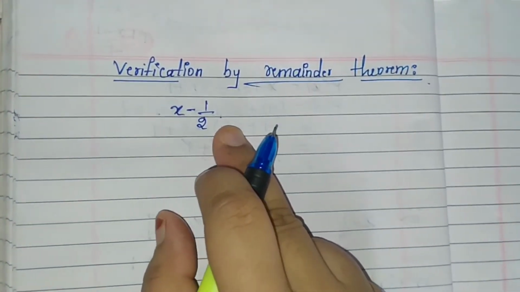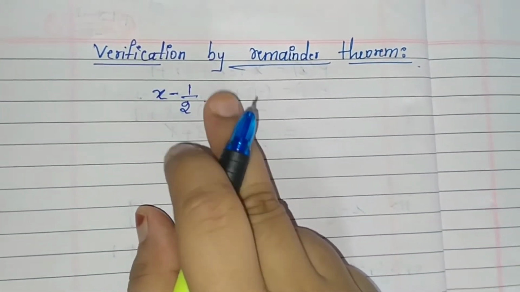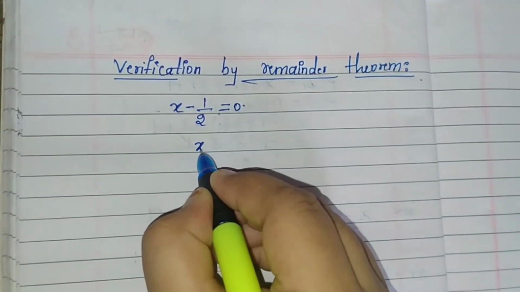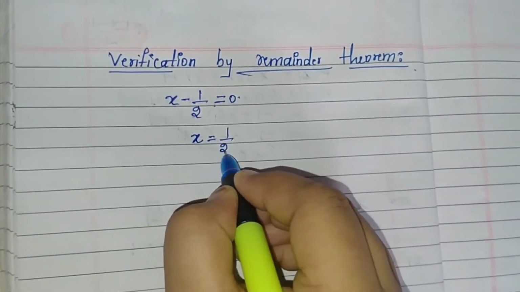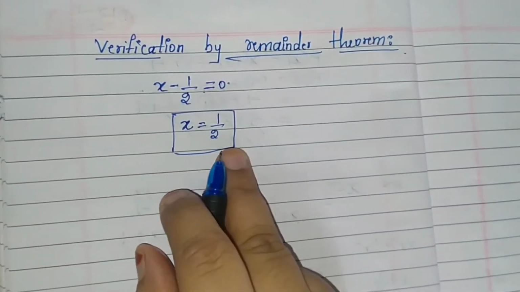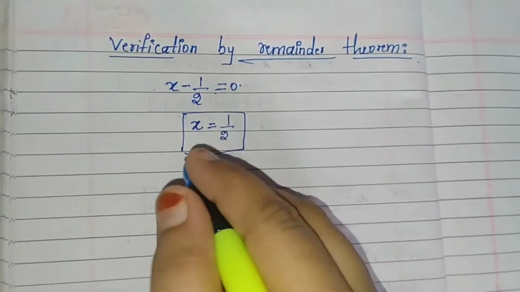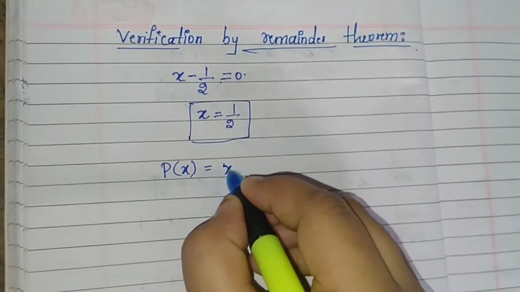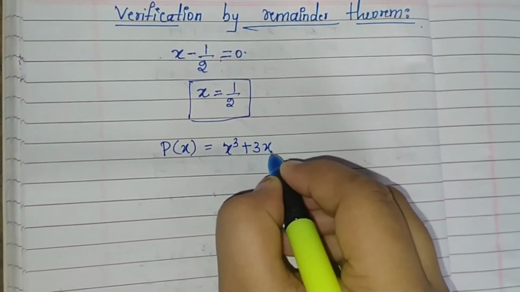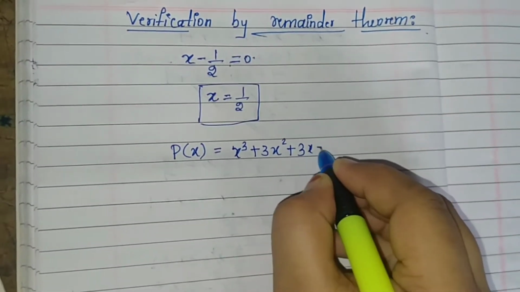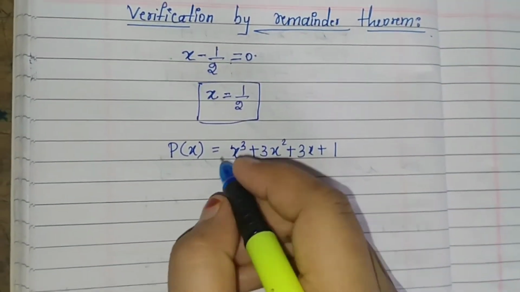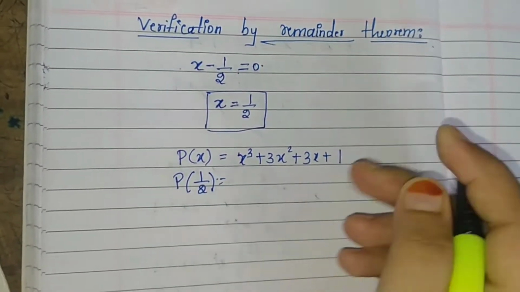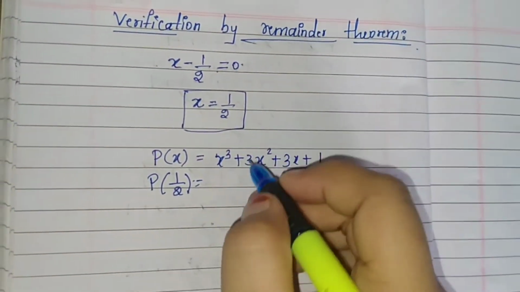So whenever you are finding the zeros of polynomial, what you have to do? You have to equate this polynomial to 0. So x will be equals to 1 by 2. So this 1 by 2 you have to substitute in the dividend. P of x is equals to, your dividend is x cube plus 3x square plus 3x plus 1. Okay, so now this will be equals to P of 1 by 2. In place of x you have to substitute the value as 1 by 2.